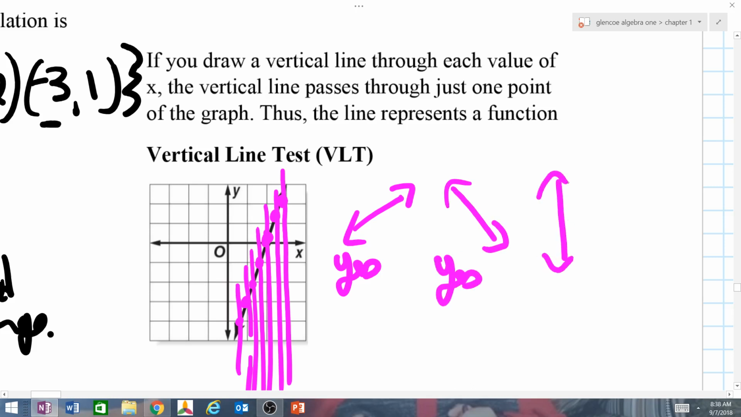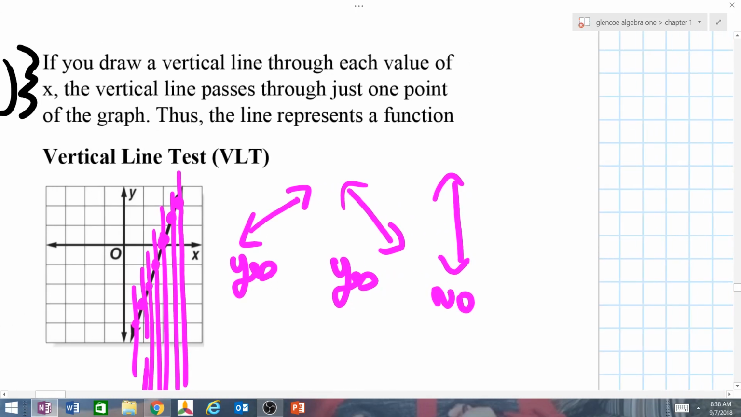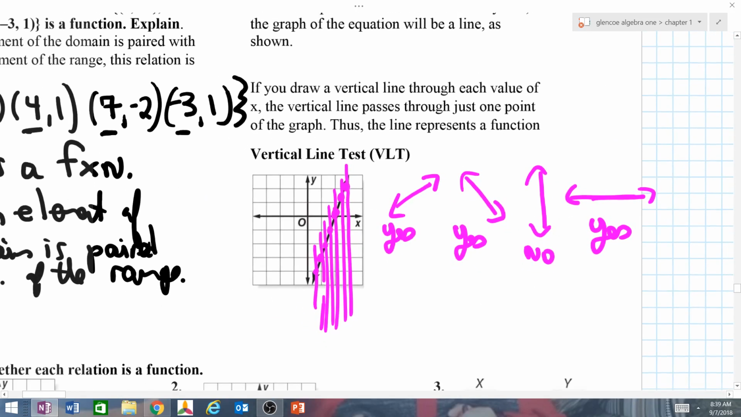A vertical line is not a function because if you were to draw a vertical line, how many times would it hit? It would hit every single point. However, a horizontal line is a function. Are you with me? Okay, the vertical line test is also called the pencil test. Did you ever hear that term before? Yes. The vertical line test and the pencil test are synonymous. They mean exactly the same thing.